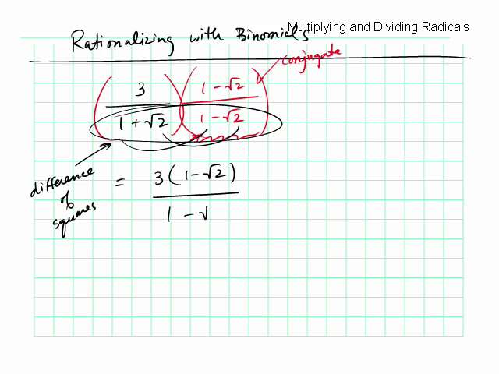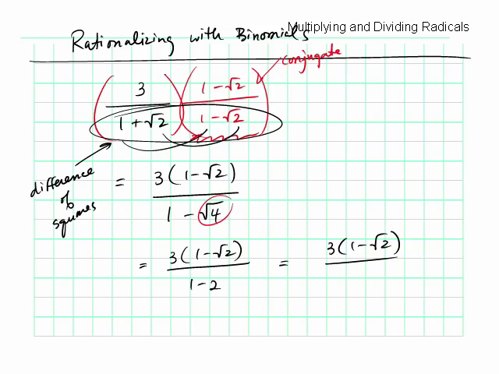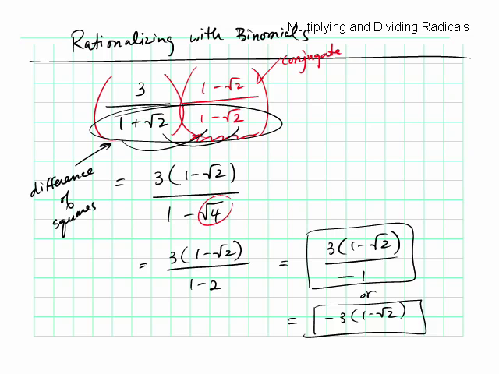I just go to the last terms. Minus square root 2 times square root 2 is square root 4. Notice that I've got in the denominator square root of 4, which is 2. And so I get 1 minus 2, and my answer is 3 times 1 minus square root 2 all over negative 1. Which you could leave like that, or you could write that as negative 3 times 1 minus square root 2, right? Dividing by a negative 1 is the same as multiplying by a negative 1. So this or this is our acceptable answer. But notice that we no longer have a radical in the denominator.